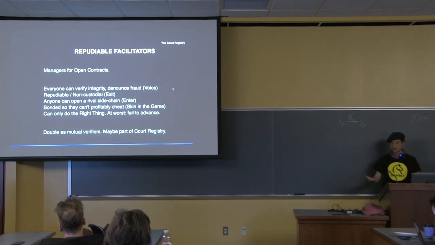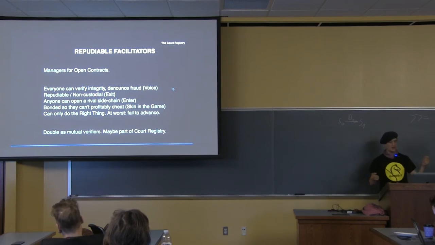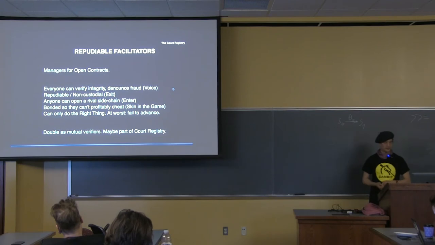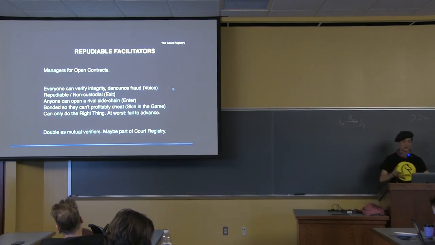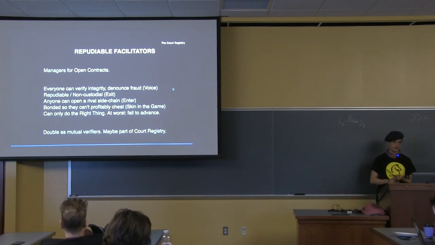Once we have this court registry and everything, we have our solution, which is repudiable facilitators, a solution at LegiCash. Repudiable facilitators are managers for a sidechain with an open contract that anyone can join or leave at any time. And because we have this court registry and this contract, everyone can verify the integrity and denounce fraud if the manager does not do his job. Everyone can repudiate the sidechain and get his money back. So the contract is essentially non-custodial. You can exit with your money, even without the cooperation of the manager.